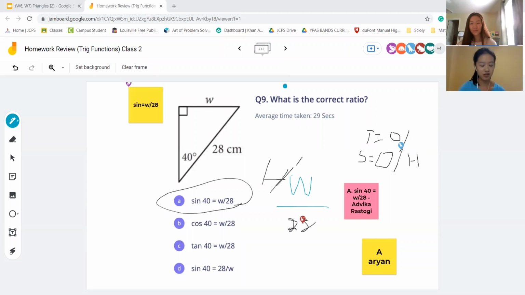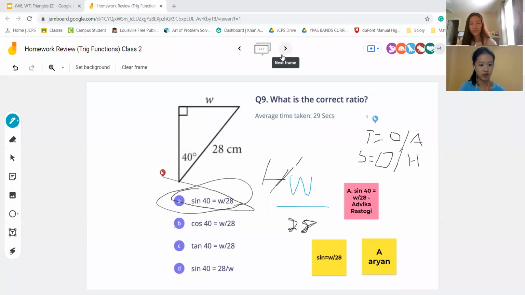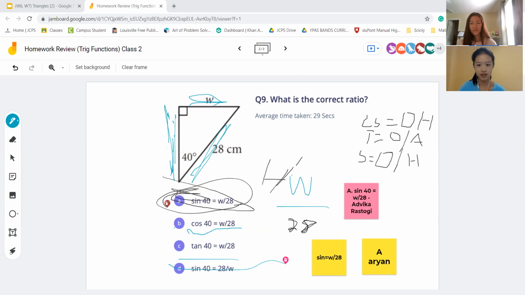If you really wanted to, you could check the other ones. B wouldn't be correct because it says cosine 40. Cosine 40 would actually be the adjacent side divided by the hypotenuse. Tangent 40 would be the opposite side, W, divided by the adjacent side. And we already know what sine 40 is. So the correct answer would just be A.